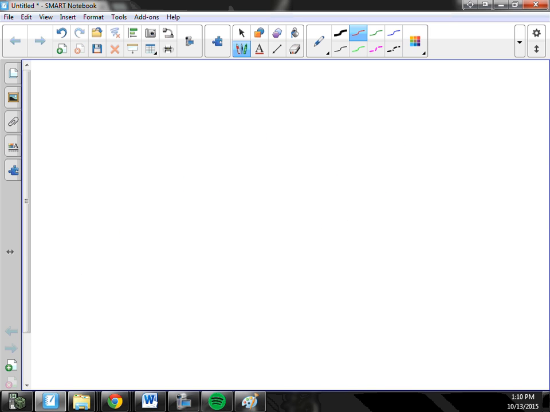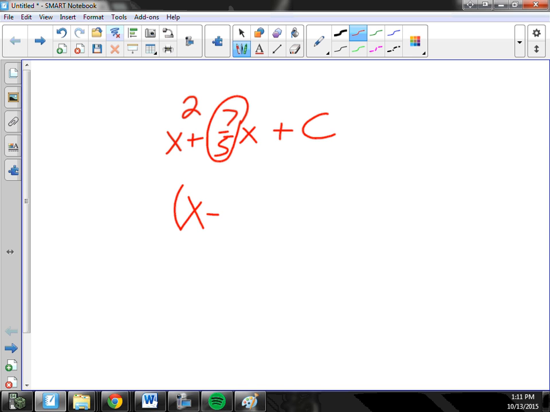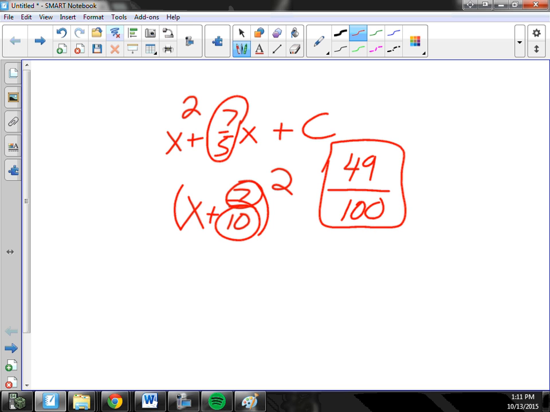Every once in a while you'll run into one that's a fraction already. For instance, x squared plus 7/5 x plus c. Well, how do you cut a fraction in half? The easiest way to cut a fraction in half is to double the denominator. So the fraction right now is 7 over 5. If I want to cut that fraction in half, I change it from 7 over 5 to 7 over 10. So this would be (x plus 7 over 10) squared. So 7 squared is 49 over 10 squared is 100. That is the number that completes the square.